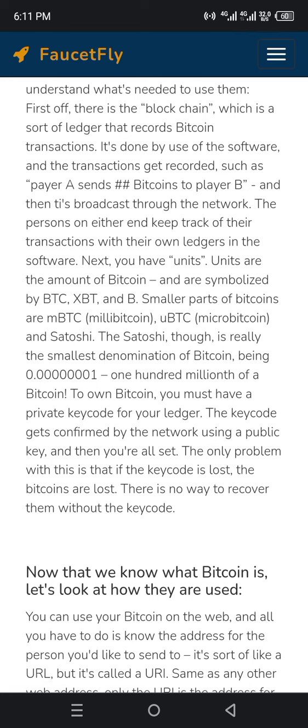So the unit of Bitcoin is Satoshi, which is really the smallest denomination of Bitcoin, being 0.000. So everything below 1 is a Satoshi of Bitcoin. You must have a 0.01, 0.02, 0.03, and so on. They are all Satoshis.